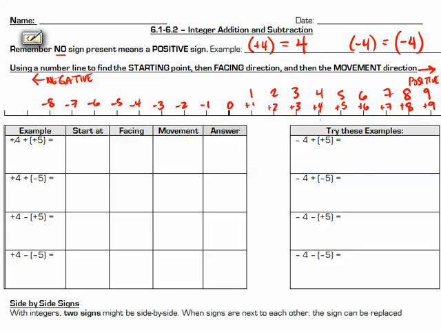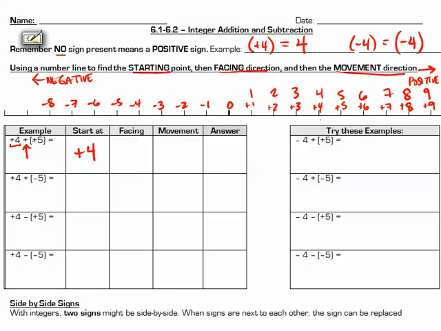So if we start off with positive 4 plus positive 5, the three things that we need to look at are the starting point, the facing direction, and then the movement direction. The first thing that we look at is the starting point, and that's the first value that we're given, or it'll always be the leftmost number that we're looking at, or the first number. So positive 4 is what we have as our start value. So our start value is right here at positive 4. So we start at positive 4.